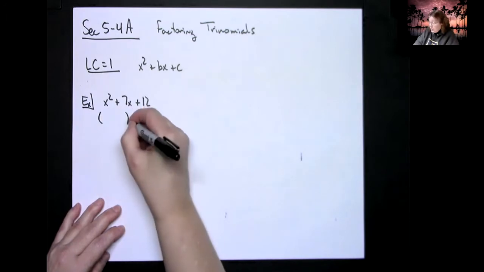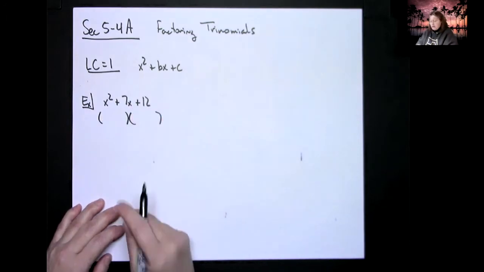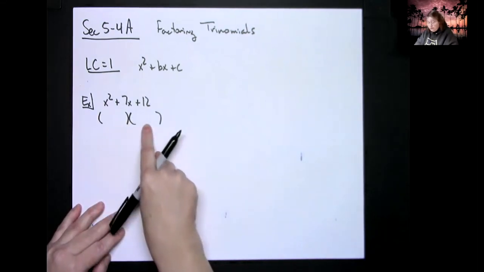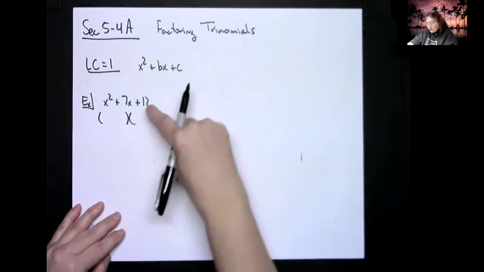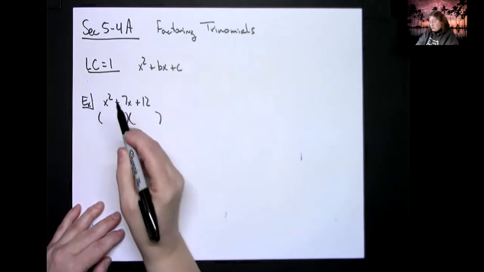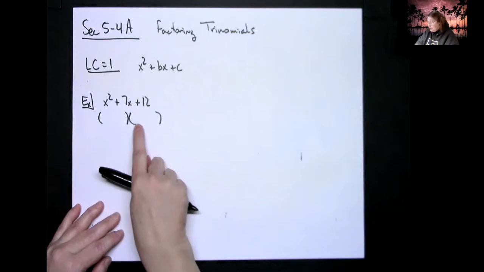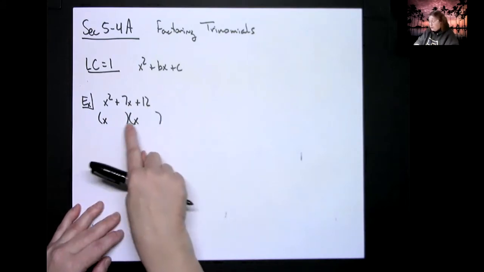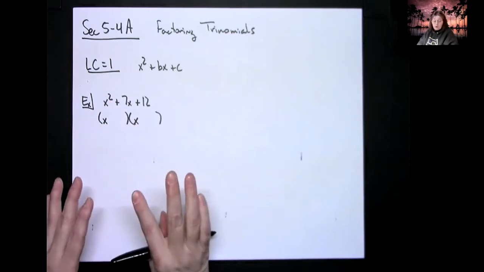So I know I have to set it up like this, a binomial times a binomial. If you think FOIL, if I had this and I FOILed it out, I should again get back my original thing. Since I have x squared here, that means this term and this term has to be an x and an x. All right, because that's the only way I can multiply first terms and get an x squared. So I know those are going to be there.